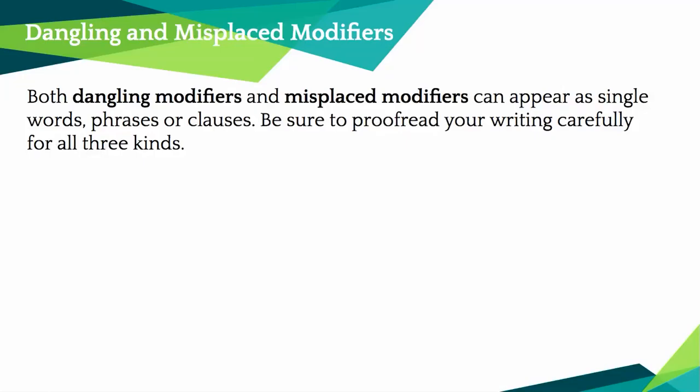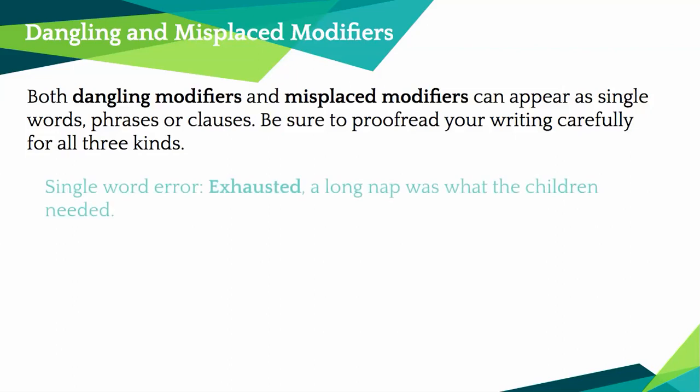Both dangling modifiers and misplaced modifiers can appear as single words, phrases, or clauses. So know that there's not only one type of error that you could have with these things. Be on the lookout for all of them. Here's an example of a single word error.